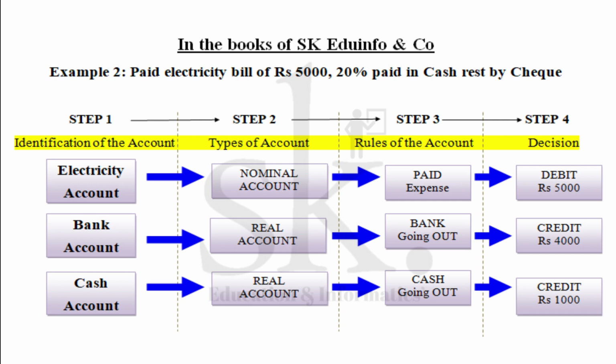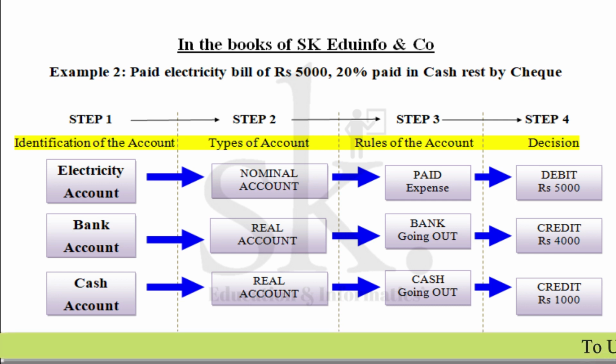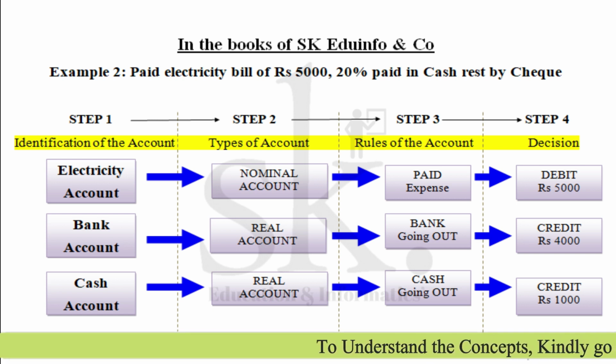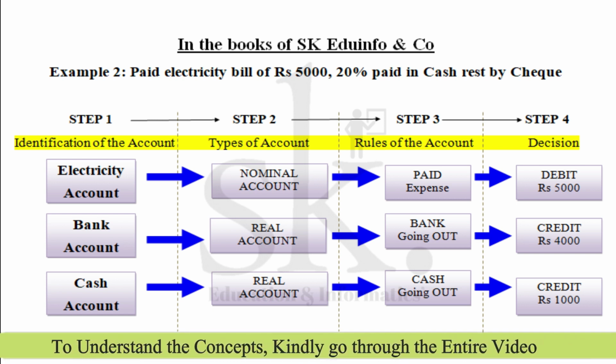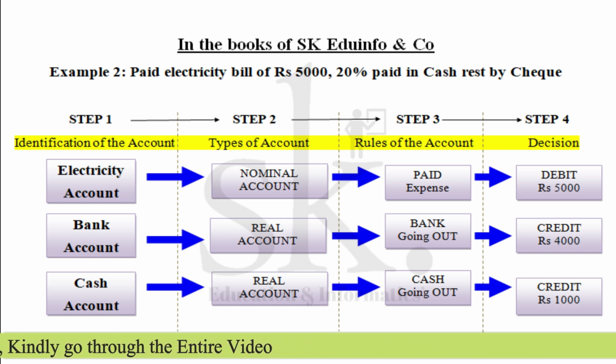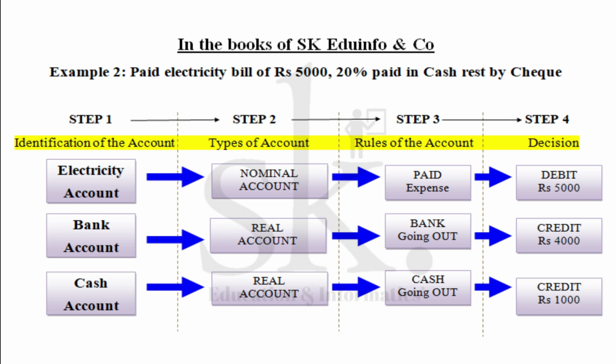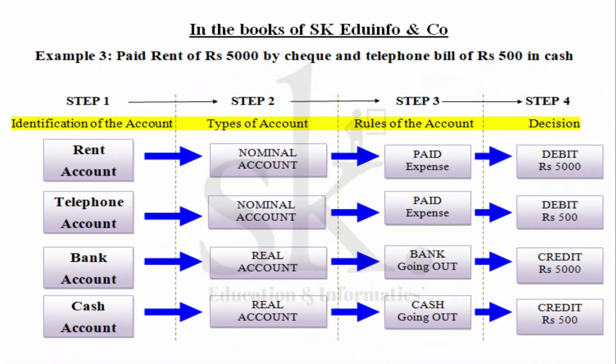20% paid in cash, so cash is a real account. 20% of 5,000 is 1,000 rupees. So we are paying in cash, that means cash going out from my pocket. So cash will be rupees 1,000, which is 5,000 into 20%. Rest amount, so 5,000 minus 1,000, so 4,000. We are paying it via check. So bank account, bank balance falls, is going out, so it will be credited. Thus, electricity will be debited with 5,000, bank account credited with 4,000, and cash account credited with rupees 1,000. Let's move on to the next example.